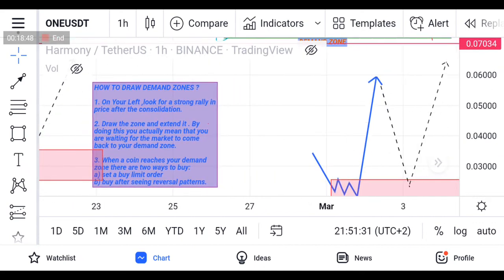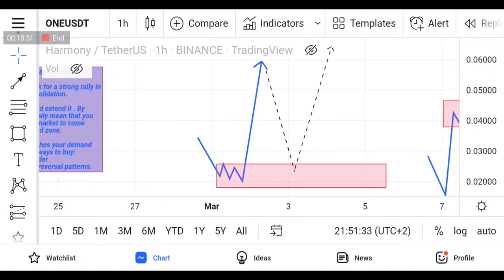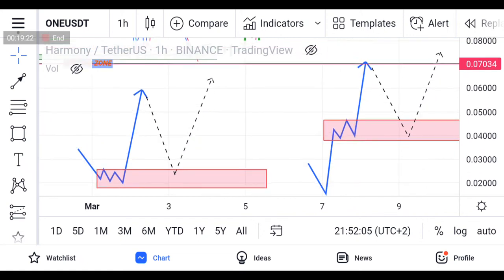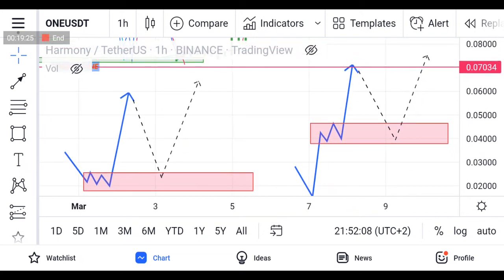In this case, I've shown you how to draw the drop base rally. So we've got different types of zones. When there was a strong drop in price, then consolidation, then it starts shooting up, we call that a drop base rally. You wait for the market to come back to this level, then you start buying from this level.